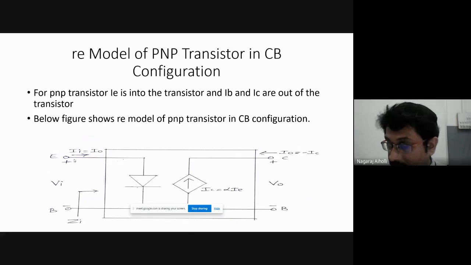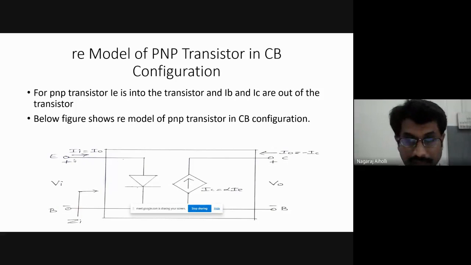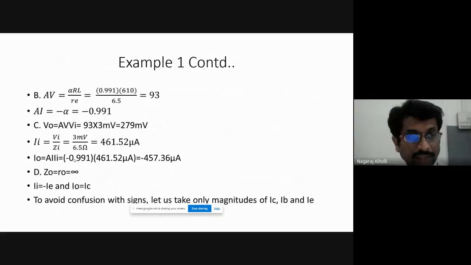Check it. What is the unit you are getting? Tell me in terms of microampere. Keep your calculator in engineering mode, and whatever final answer you get will come in various units: milliampere, microampere, nanoampere. How much are you getting in terms of microampere? Yes, 461 microamperes. Very good, 461.52 microampere.